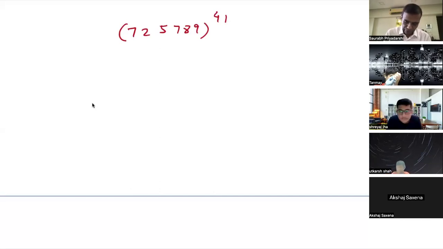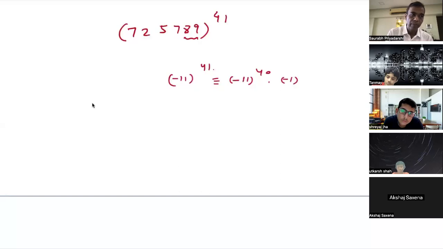The last 2 digits will be decided by 89 only, and that is -11 to the power 40, right? Minus 11 to the power 41 is the same as minus 11 to the power 40 into minus 1. Is this okay? Right, into minus of 11, mod of 100.